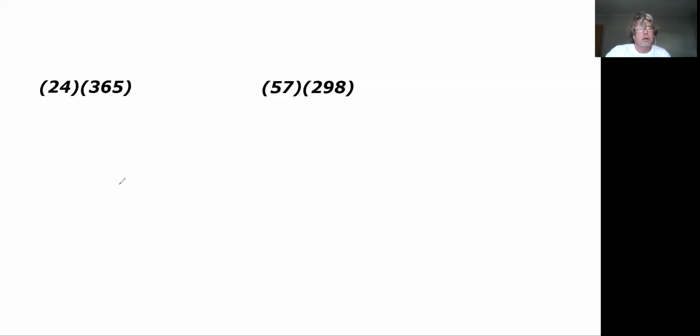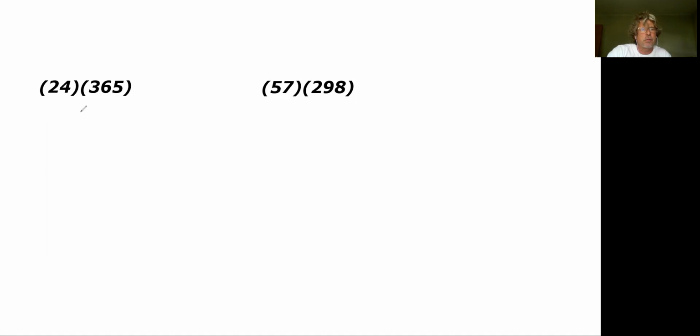So we would multiply a 3-digit number by a 2-digit number. Let's look at the example 24 by 365. The area model really helps us get into these types of problems, using pretty much the same strategy we did with a 2-digit by a 2-digit.